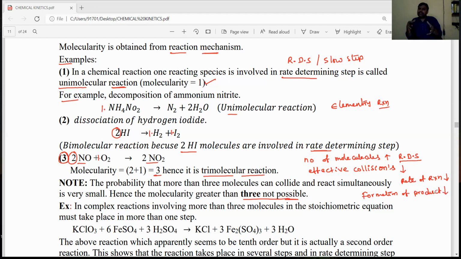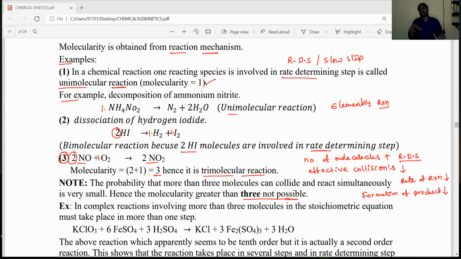Formation of product decreases because the effective collisions decrease, meaning very few molecules reach the activated complex or the threshold energy state and get converted into products. Because the effective collisions are decreasing, that's why molecularity greater than 3 is not possible. The maximum molecularity is 3 or less than 3 only.